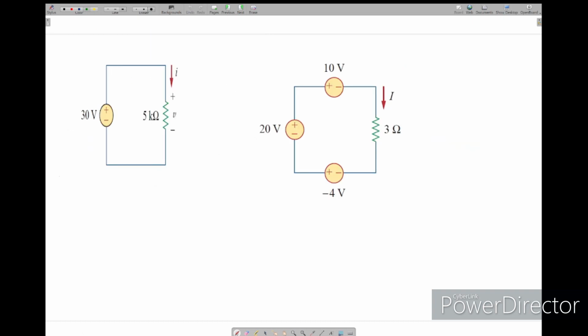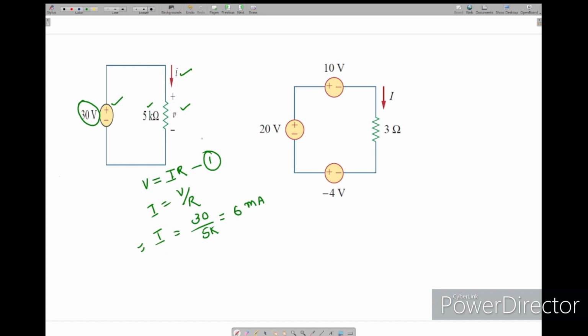Now we'll find the I in the network by using Ohm's law. See, what Ohm's law says is V equals I R. This is the equation for Ohm's law. So now if you see this 30 volt source connected with one particular resistor, 5 k ohm. So by using this, what is I? Simply V by R. So this is only one voltage source with one resistor. So directly we can find current by using Ohm's law, that is 30 volts divided by 5k, we got 6 milliamps. This is the answer for this question.